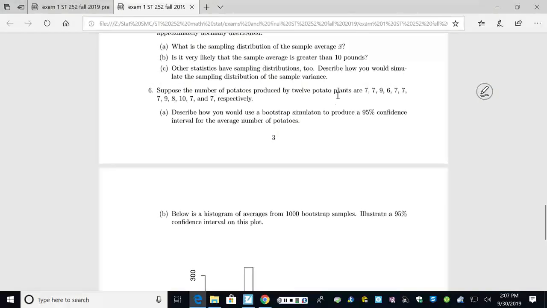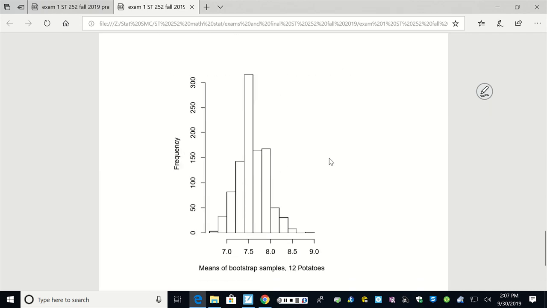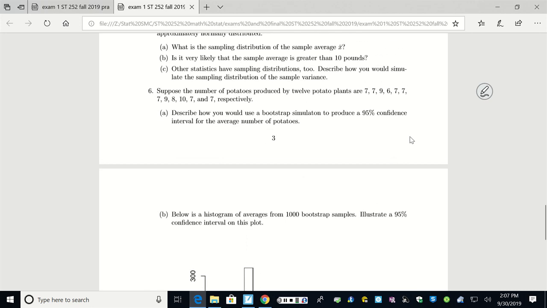And now we have some potato plants, and how many potatoes grow underground. It describes how to use a bootstrap simulation to get a 95% confidence interval for the average number of potatoes grown from that type of plant. And then here's a histogram of bootstrap. So where's the confidence interval? How do you take that into a confidence interval?